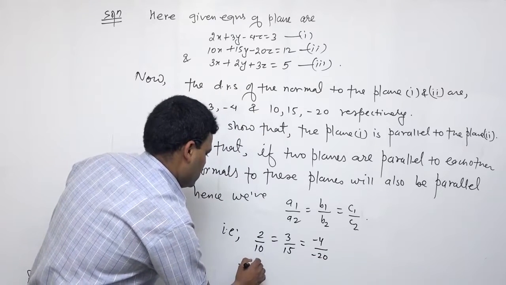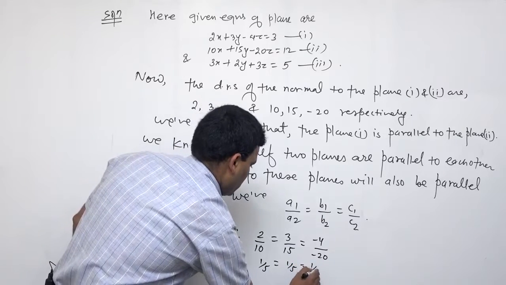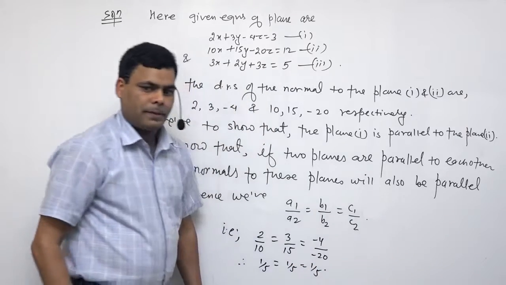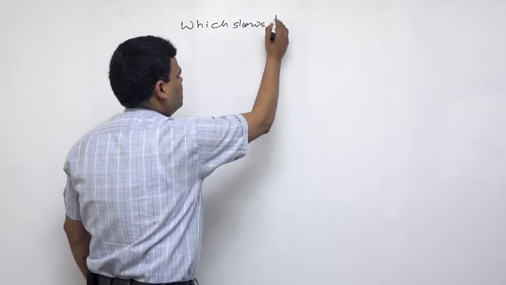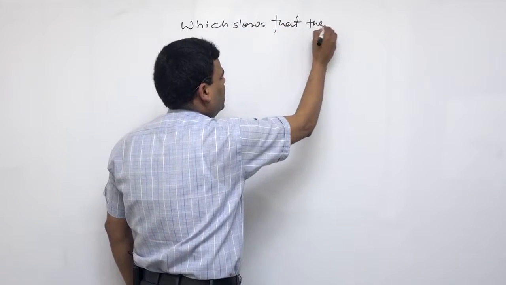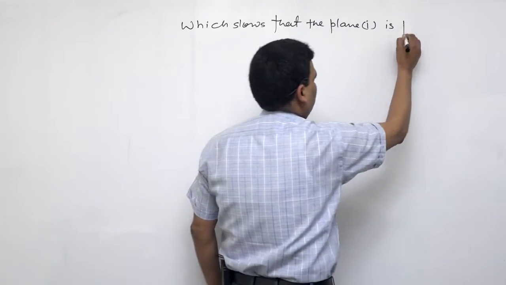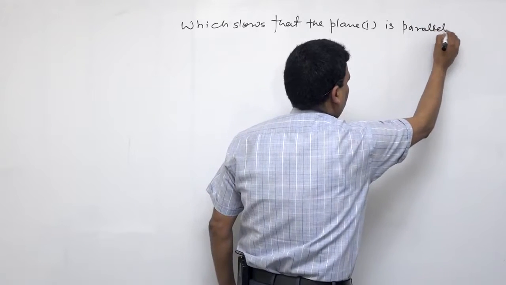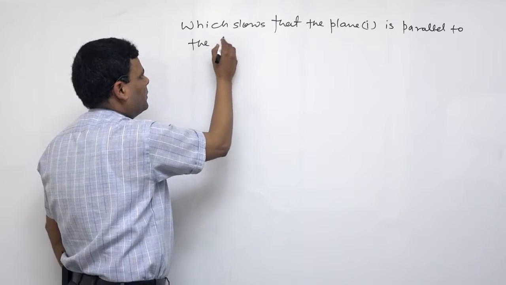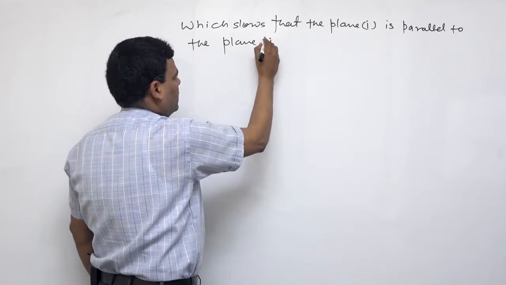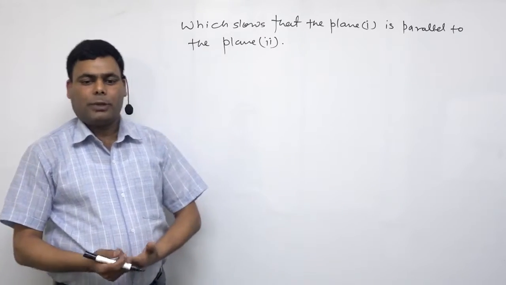Therefore 1 upon 5 equals 1 upon 5 equals 1 upon 5, which shows that the plane 1 is parallel to the plane 2. In this way, we have shown that plane 1 is parallel to plane 2.